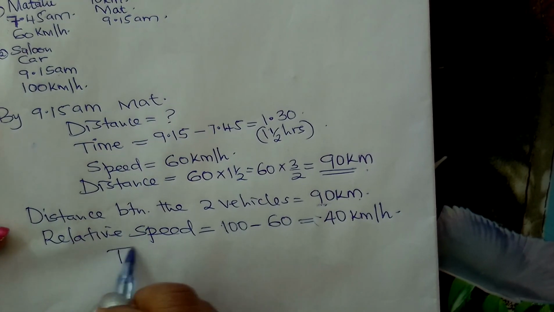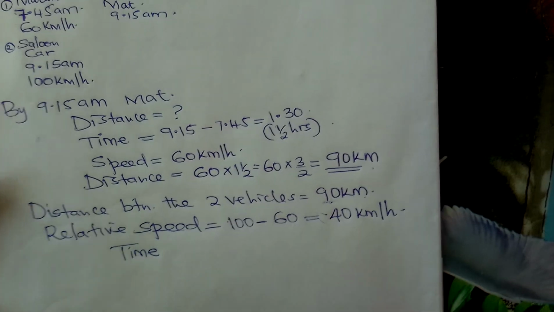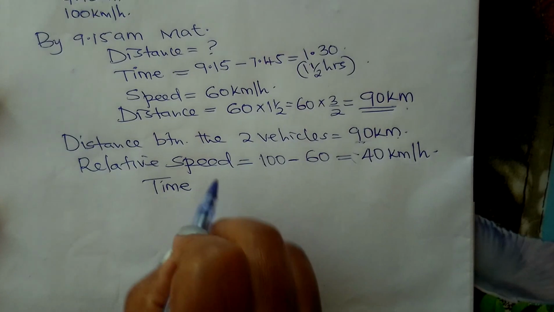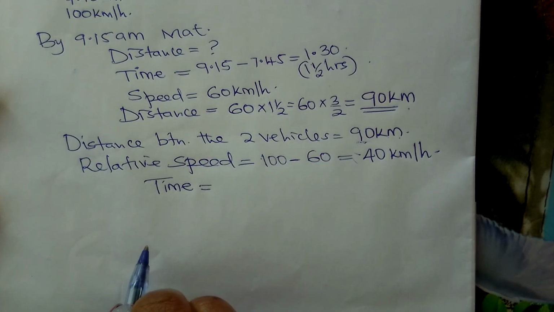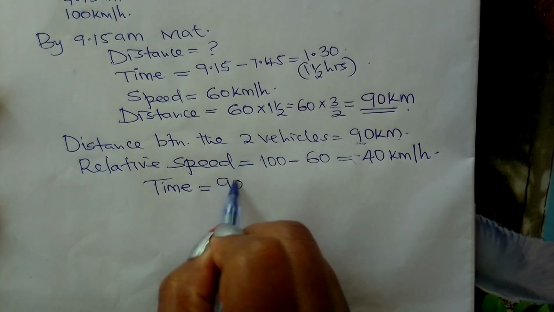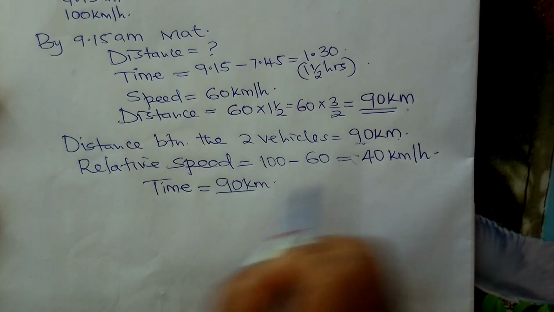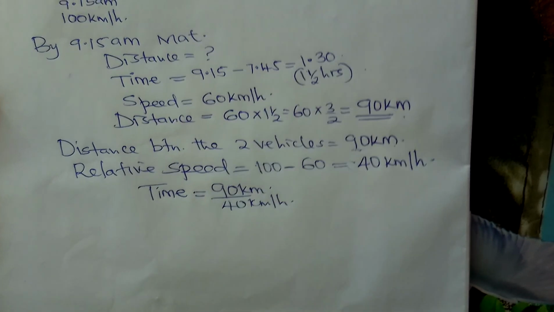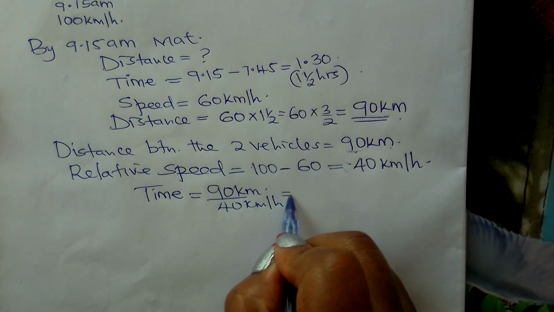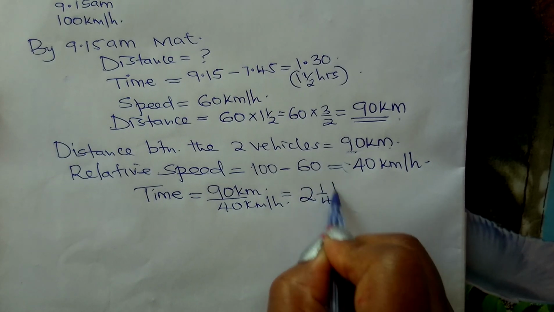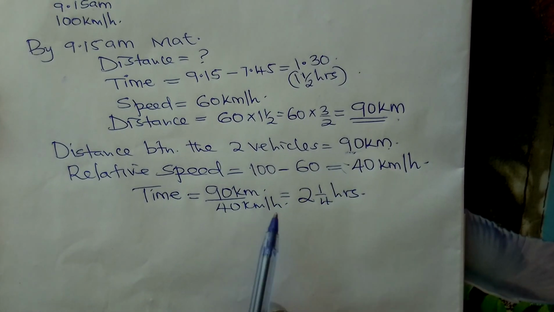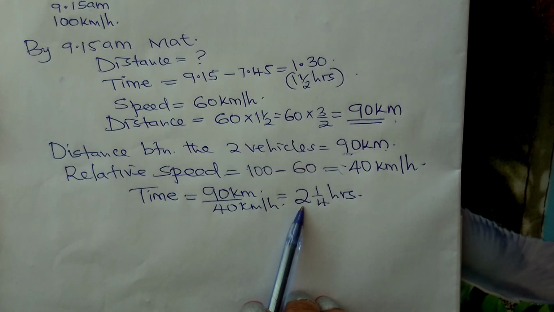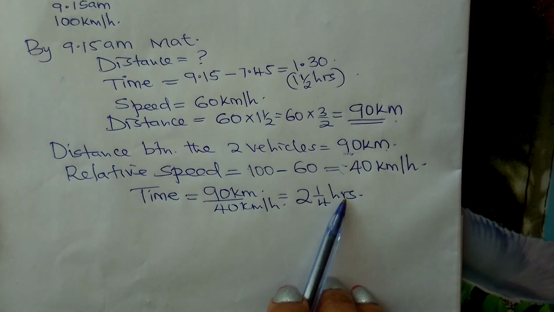And therefore, learner, after how long will the saloon car overtake the matatu? You talk of 90 kilometers, the distance, over the speed. And therefore, this gives you 2¼ hours. So, the saloon car will overtake the matatu after 2¼ hours.